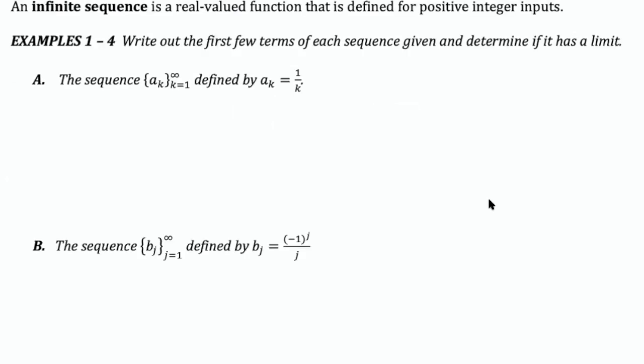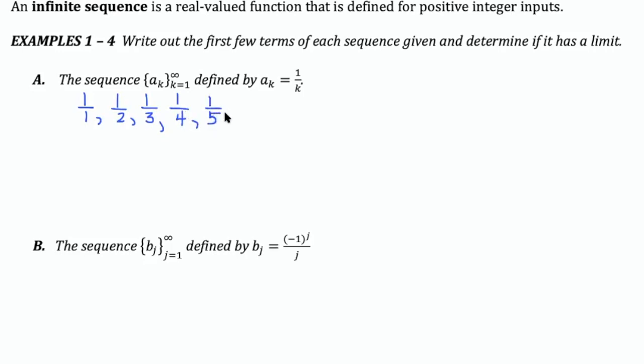So we're going to do examples 1 through 4, although in a little bit of a different way than the textbook does. We're going to write out the first few terms of each sequence, and then determine if it has a limit. So our first sequence is going to be a sub k, where it's defined as 1 over k. So to write out the first few terms, I would start at k equals 1, as I'm told here, and substitute that value. So I would have 1 over 1, then 1 over 2, then 1 over 3, 1 over 4, and with each term, I'm increasing the k value by 1.